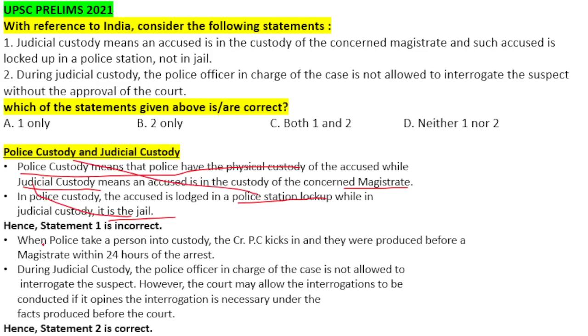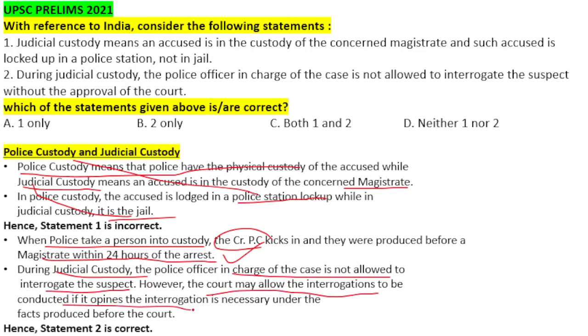Now, once the police takes a person into custody, the CrPC process begins and they are produced in front of the magistrate within 24 hours. You would have seen this in movies and all. During judicial custody, the police officer in charge of the case is not allowed to interrogate the suspect. However, the court may allow it if it opines that the interrogation is necessary. So with the approval, he can interrogate. That is why statement 2 is correct here, and this is what was asked in the 2021 prelims.